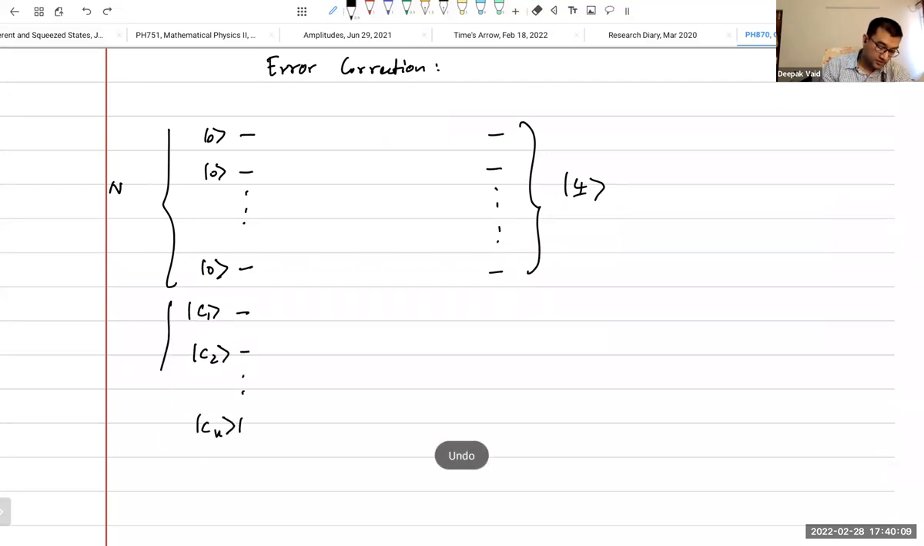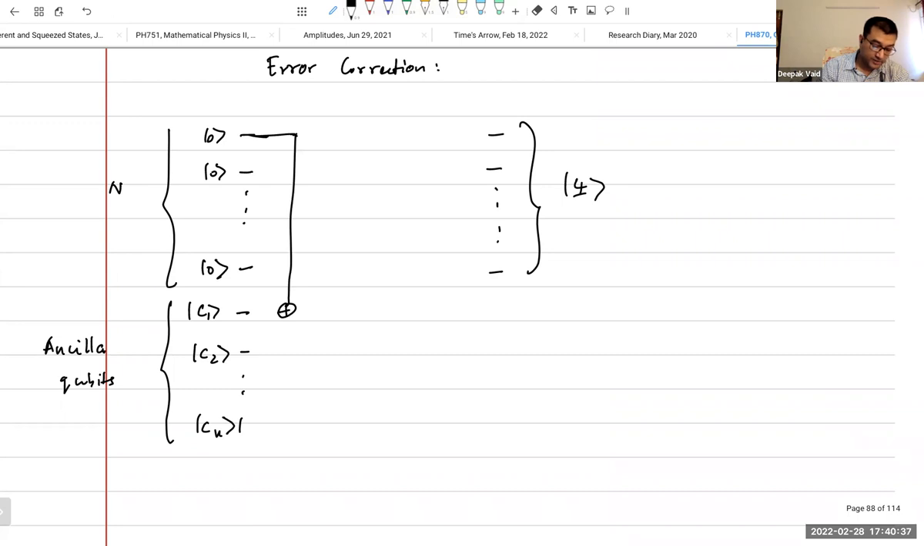These are called ancilla qubits or degrees of freedom. Ancilla just means extra or additional or assistant, right? And you couple these degrees of freedom in a suitable manner, there are some operations connecting each qubit and these degrees of freedom. We'll be talking about all the various possible schemes later on. This is one way, right?